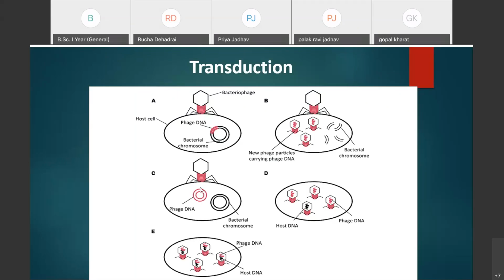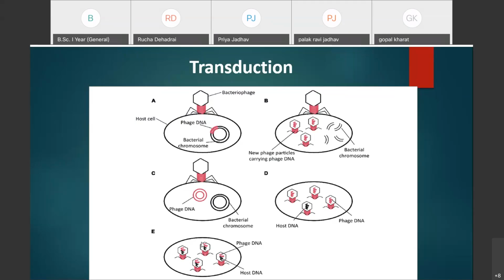While the multiplication of the virus takes place in the bacterial cell, what happens? Here you can see the dark black colored one is the bacterial chromosome, and the pink colored one is the phage DNA. During their multiplication, a small piece of the bacterial chromosome gets incorporated in the attacking phage particles. In this photograph, you can see the black colored pieces of the bacterial chromosome incorporated into the phage particles.